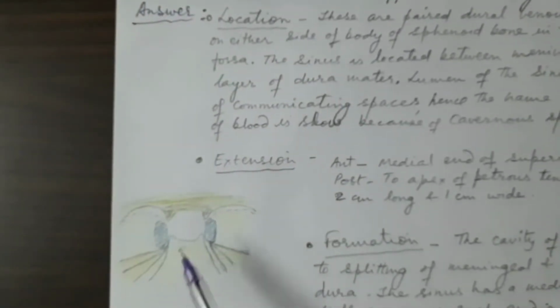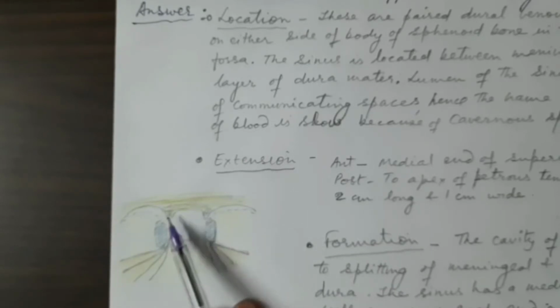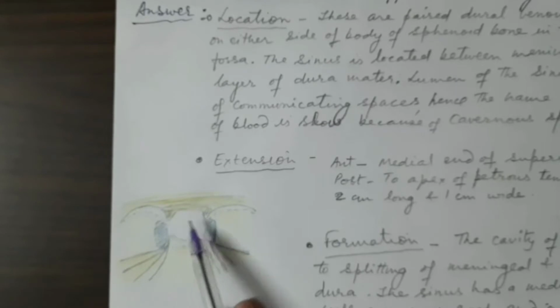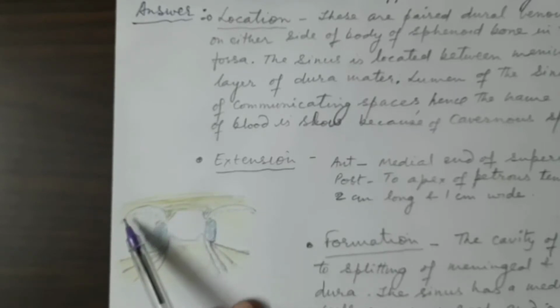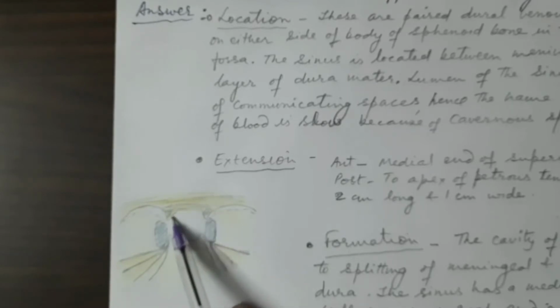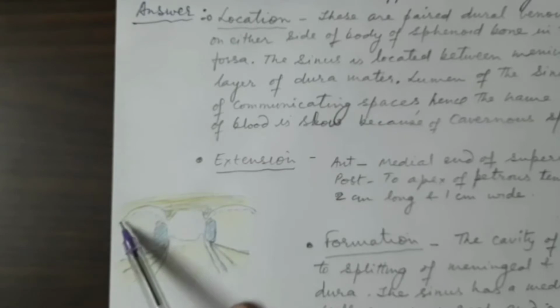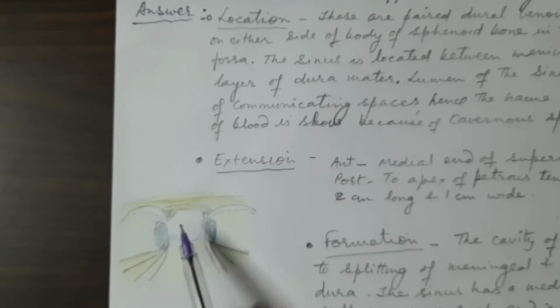In this small diagram, you can zoom in if you want. This is the anterior clinoid process. And what is the anterior clinoid process? It is at the lesser wing of the sphenoid. This is the free margin of the lesser wing. This is part of the anterior cranial fossa, and this is the free margin of the lesser wing of the sphenoid on the right and left side.